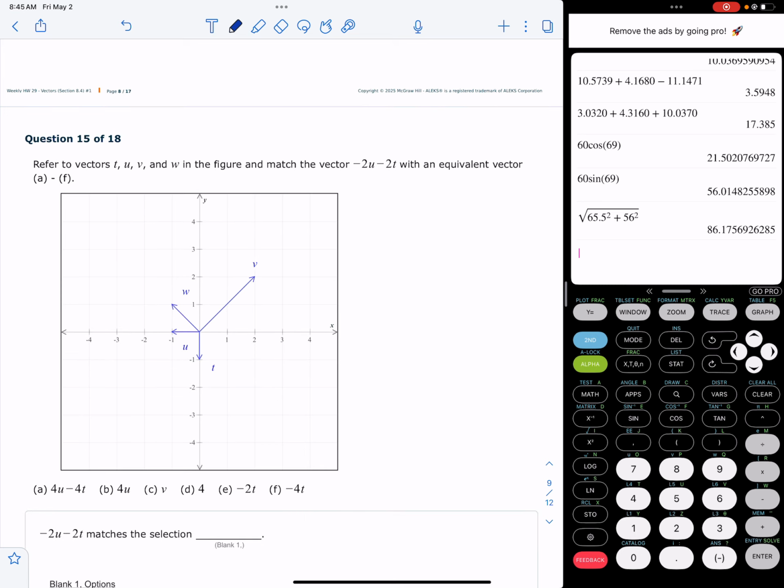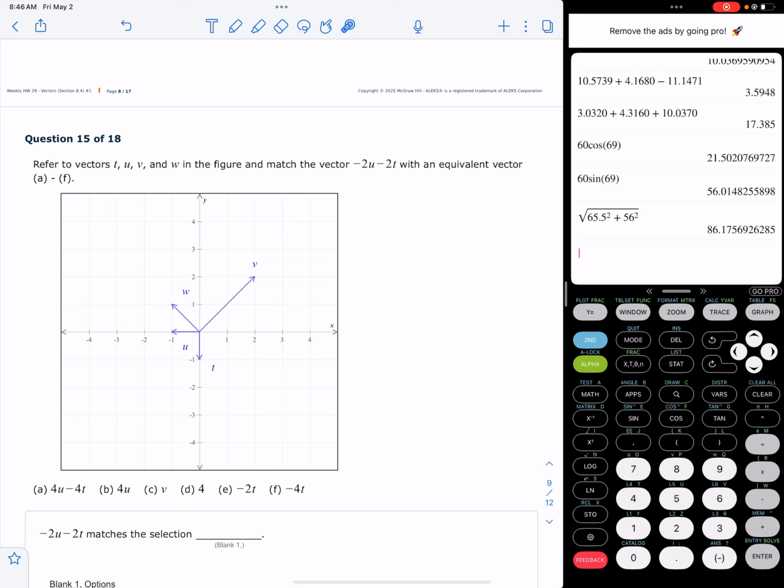Okay, so refer to vectors T, which here's vector T, U, here's U, V, and W. And we're going to pick one of these that's going to end up equaling this vector. So let's start with this, which is u. Here is u. Now this is negative 2u.